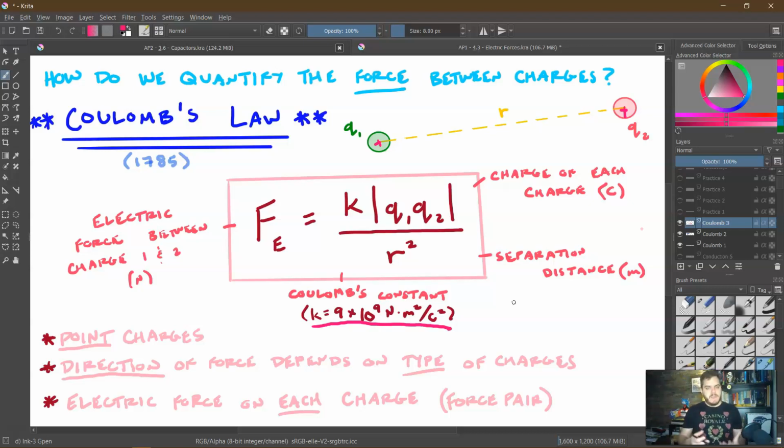It's a force pair. So charge 1 applies an electric force to charge 2. Charge 2 applies an electric force back to charge 1 in the opposite direction. So they should be the same amount.